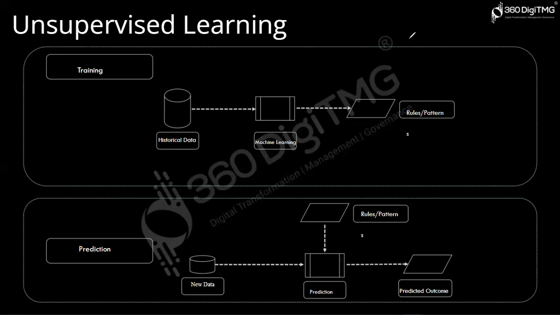So ultimately, we are going to do some certain prediction here. I have a new data, and I have to predict. By using these rules and patterns, we are going to predict the outcome. So this is the flow chart that we have, where we look into unsupervised learning.